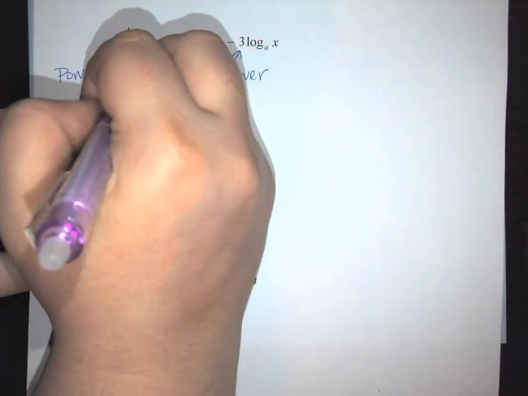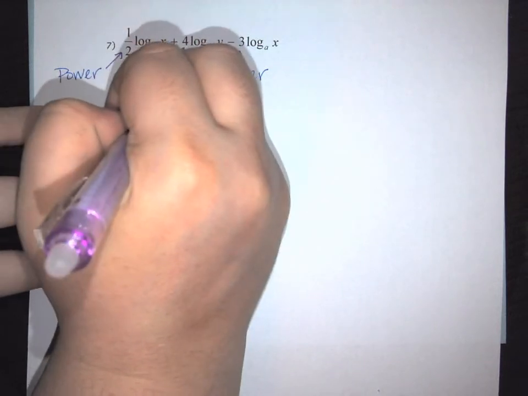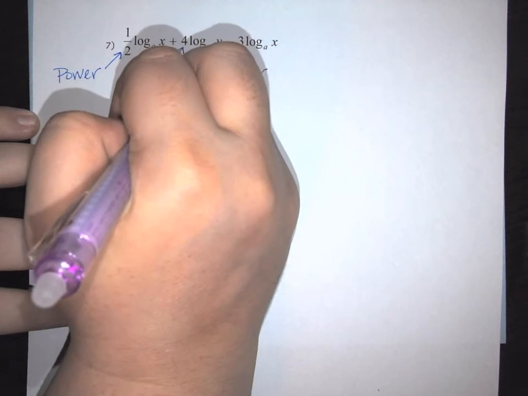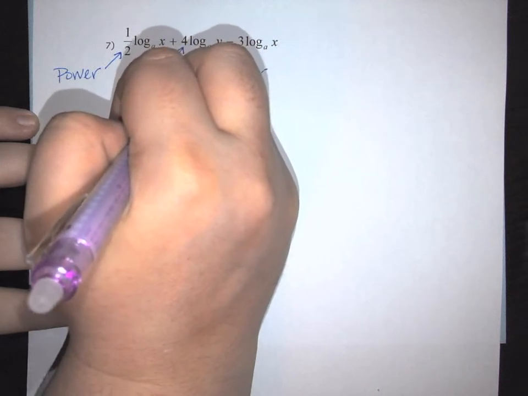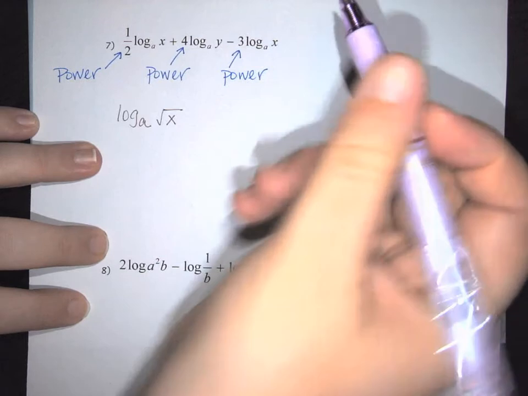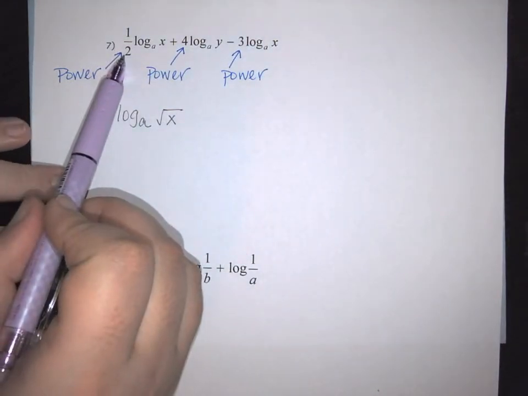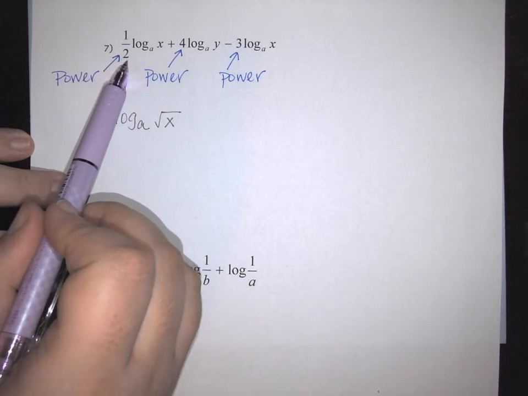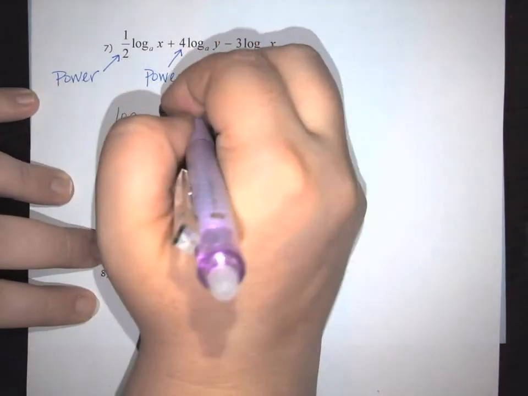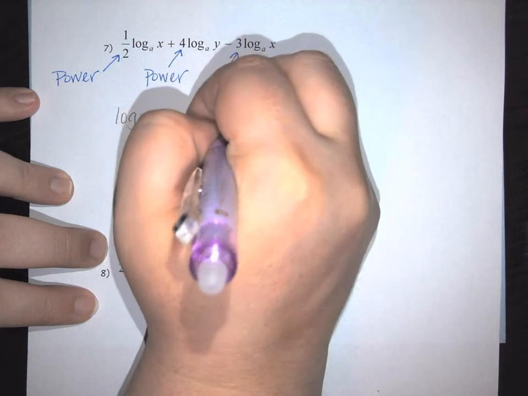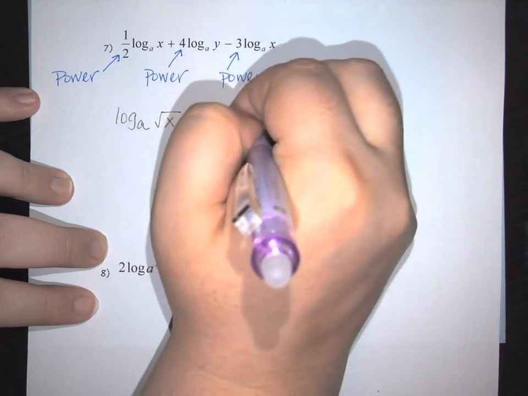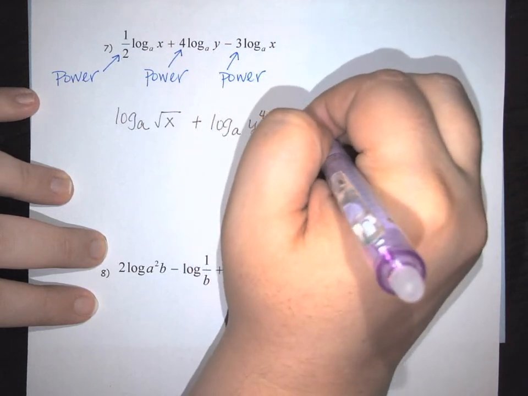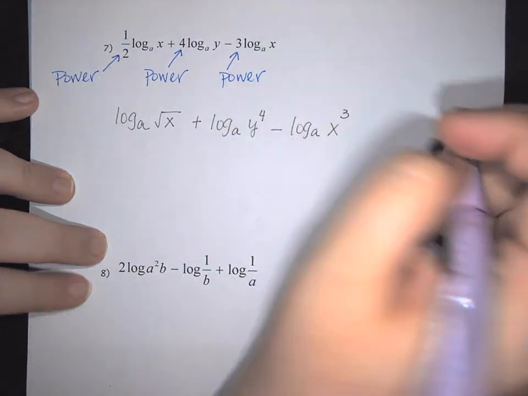So this is going to become the log base A of the square root of x. And I'm doing that because this is a fraction, and we know that rationals are square roots. So here we've got the square root. We're then going to have plus the log base A of y to the 4th minus the log base A of x cubed.